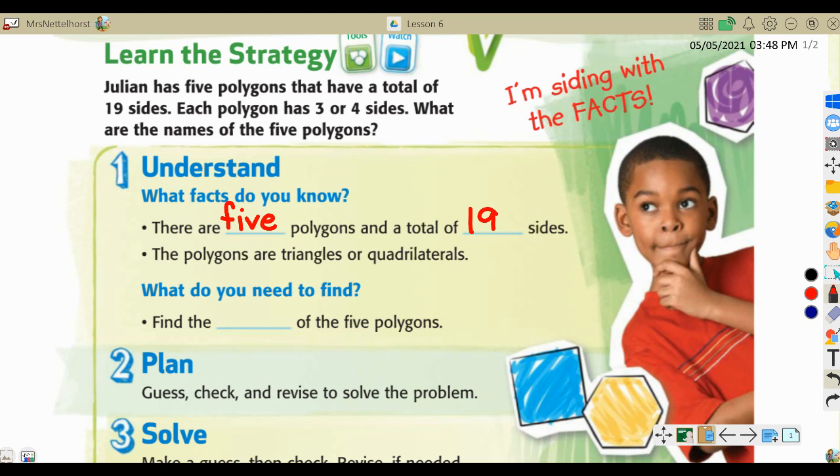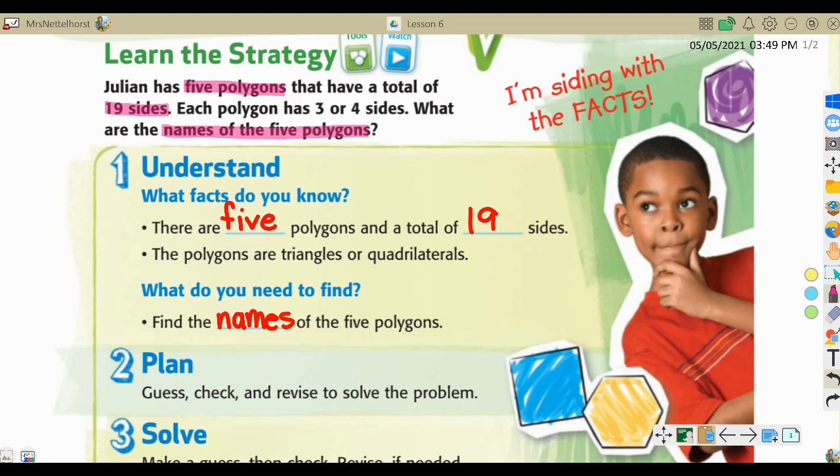So what do we need to find? We need to find the names of the 5 polygons. We took that information right straight from the problem. I'll highlight it for you to show you what I mean. Here we go. So here it is: 5 polygons, 19 sides, names of the 5 polygons, right there.